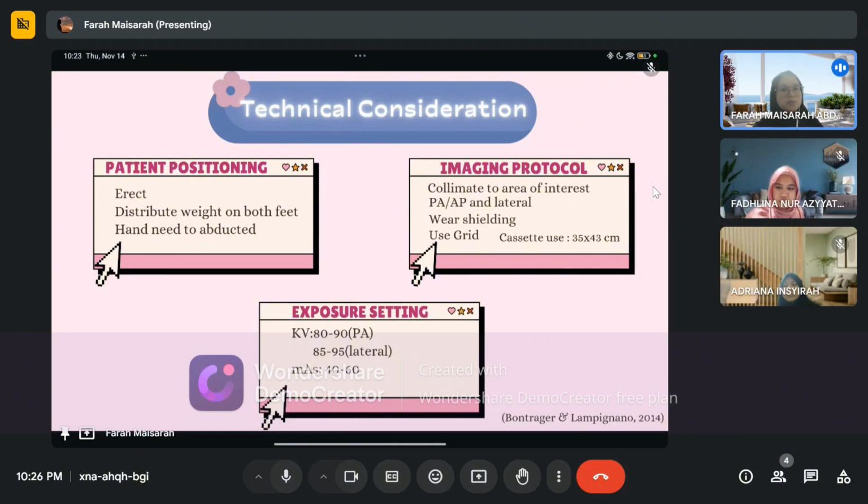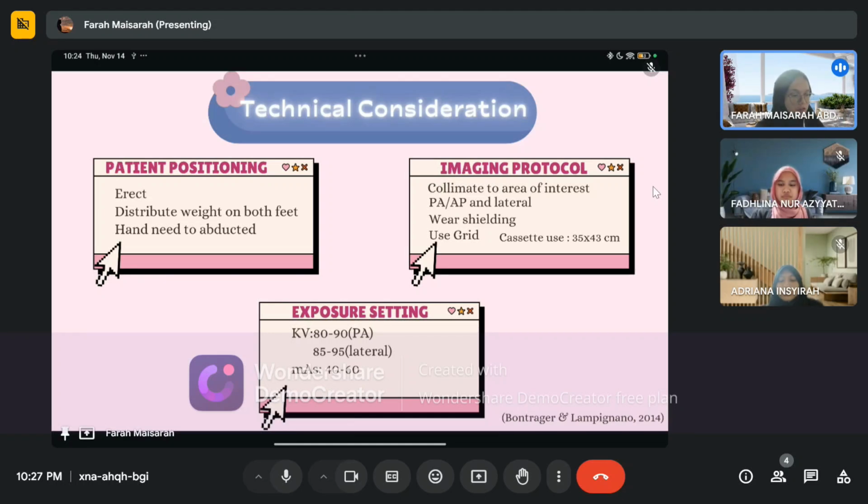For the imaging protocol, the radiographer needs to collimate the area of interest, do PA, AP, and lateral projections, put shielding on the patient, and use a grid because we increase the mAs to 40 to 60. And the cassette used is 35 by 43 centimeters, which is good to capture the whole spine image.